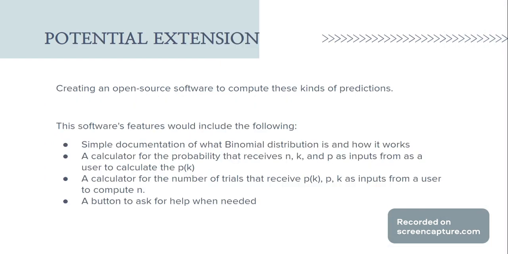Lastly, I'll talk about a potential extension, which can be creating an open source software to compute this kind of prediction. This software can have features such as a simple documentation of what binomial distribution is and how it works. It can also have a calculator to calculate the probability by receiving n, k, and p. Again, it can have a calculator for the number of trials by receiving P(k), p, and k itself. It can also have a button to ask for help whenever needed.